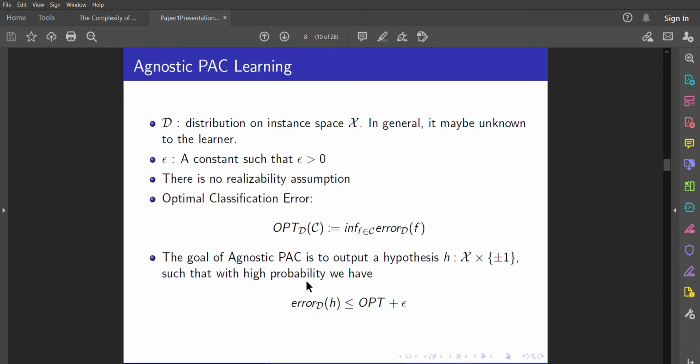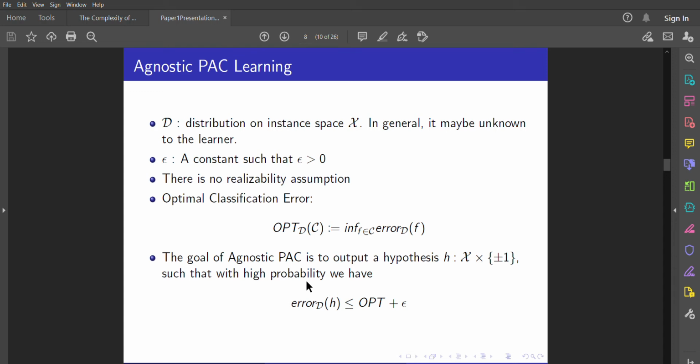Next, we talk about agnostic PAC learning. So same as before, we have D as a distribution on instance space X and it may be unknown to the learner, and epsilon a constant such that it is greater than 0. The difference between PAC and agnostic PAC is that in the agnostic PAC learning model, we do not have the realizability assumption. Hence, we cannot hope to output a hypothesis with error at most epsilon because the hypothesis might not even exist.